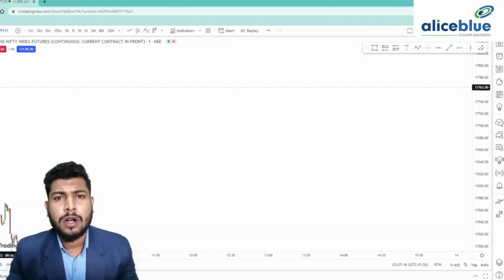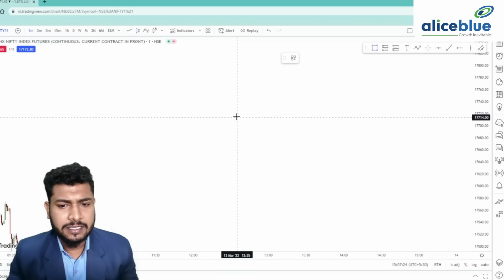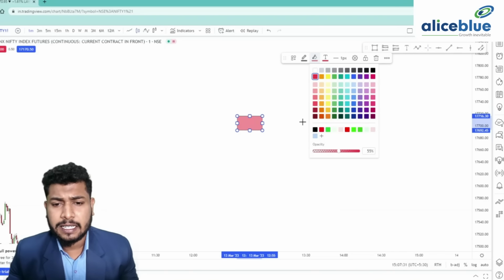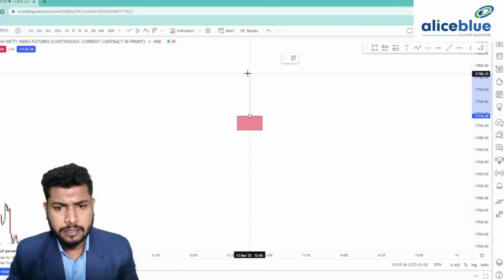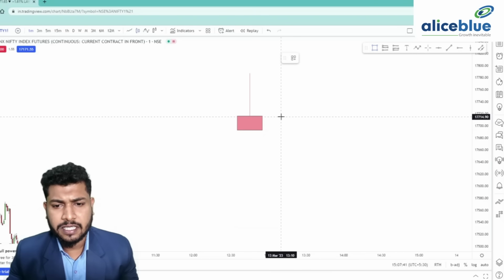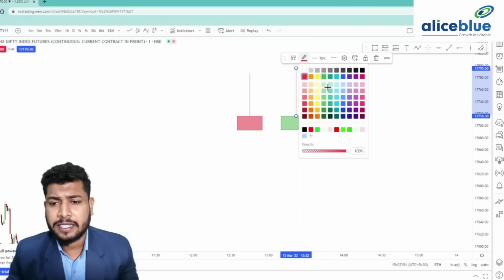First we have to understand how the shooting star pattern is formed. Its structure is like this. You can see there is a small lower body and the color can be red or green, anything, but the red color candle shows the more bearish implication. This is a red color candle and the wick. If it's a green color shooting star, it looks like this. This is how a shooting star pattern looks like.